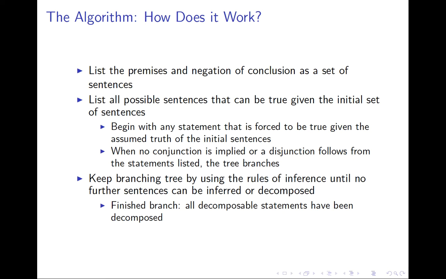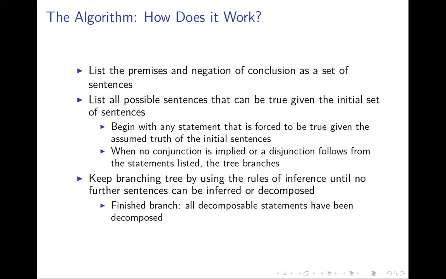The first step of a tree test is to list the premises and the negation of the conclusion as a set of sentences. Then you list all possible sentences that have to be true given that those sentences are true. If there are more sentences that are true, then you list them vertically, or you list conjunctions vertically. Or if there are no conjunctions implied, then a disjunction follows, which involves an either-or situation. This also means that the tree will branch.